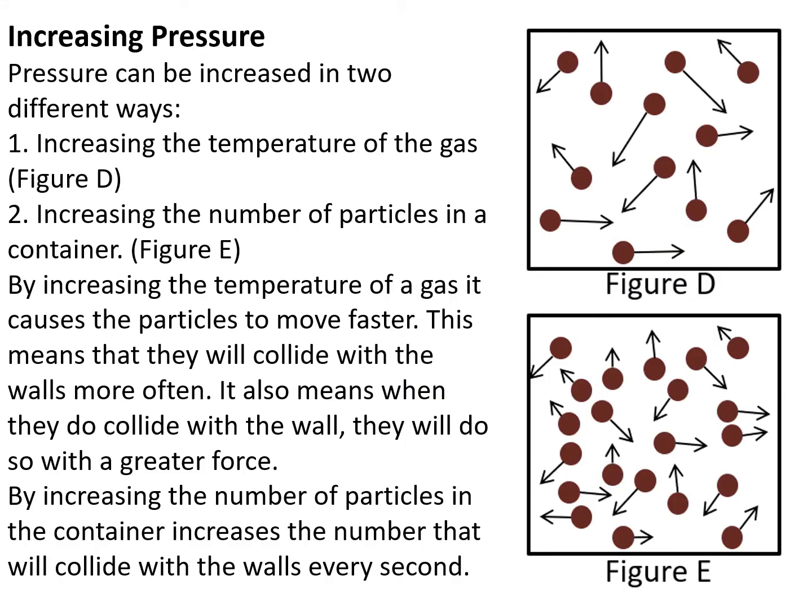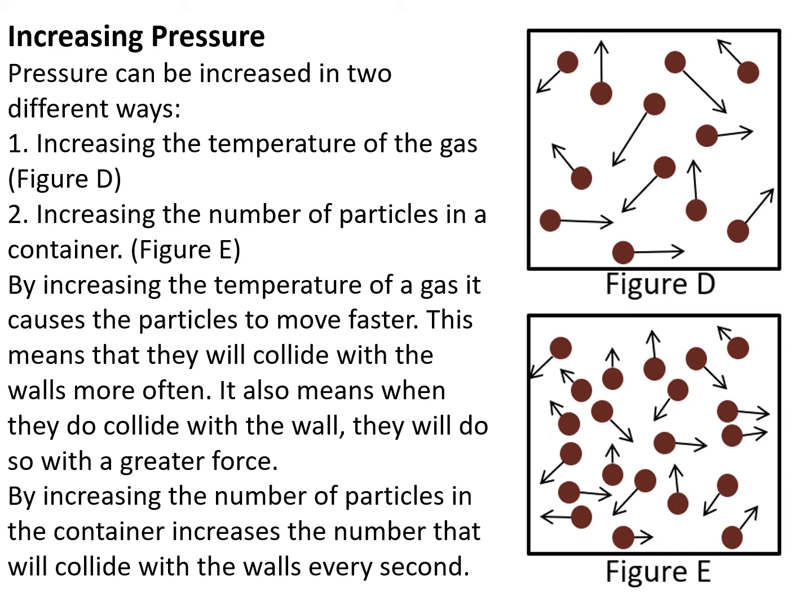Increasing pressure. Pressure can be increased in two different ways. Increasing the temperature of the gas, which is shown in figure D, where the particles now have longer arrows representing their velocity, and increasing the number of particles in a container.